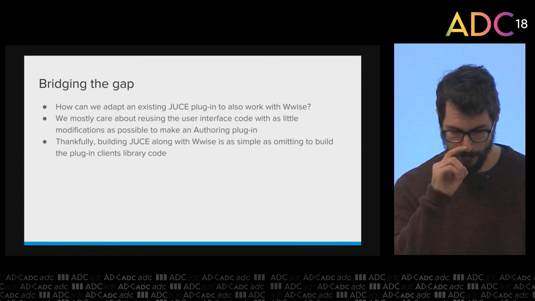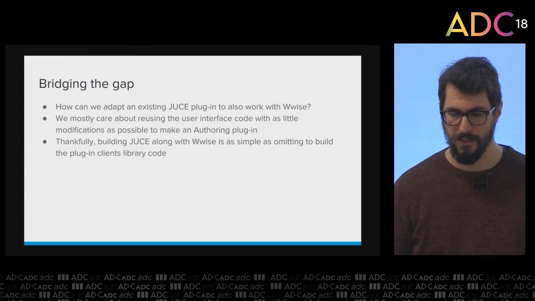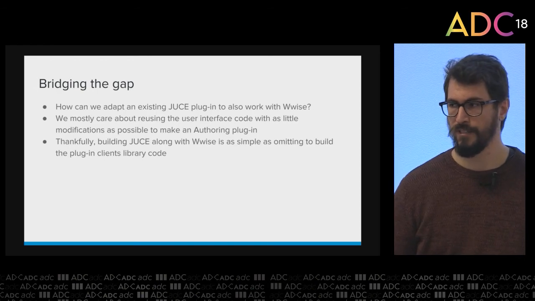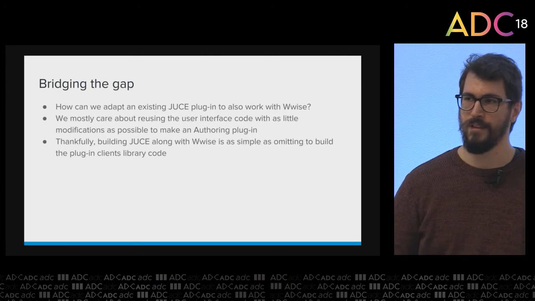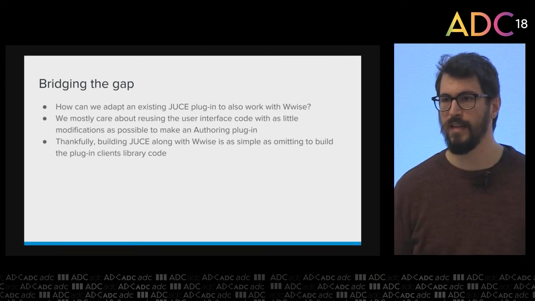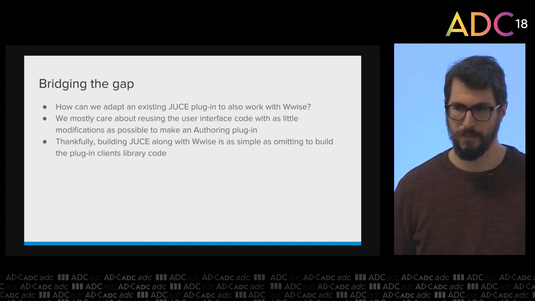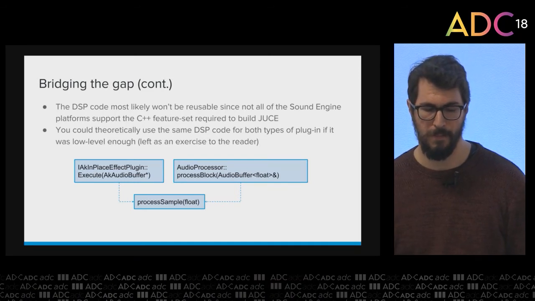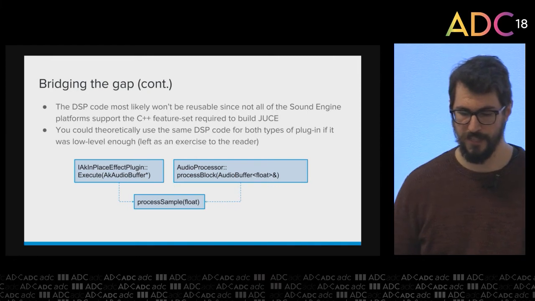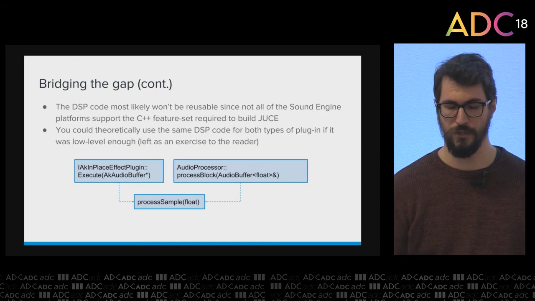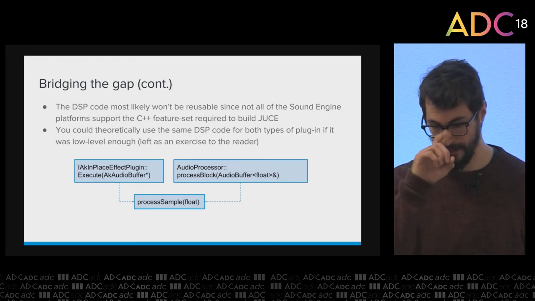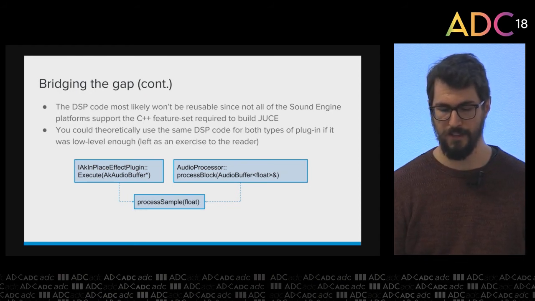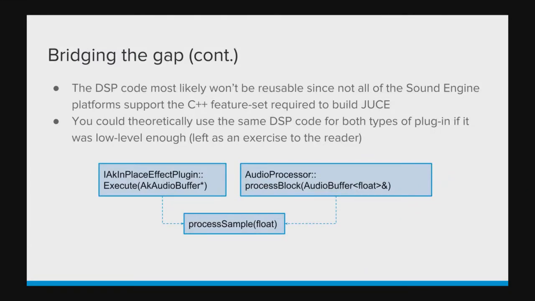So, in this example, I'll mostly go through how it works for using the UI code. As far as the DSP code, not all JUCE DSP code can be reused inside of Wwise because some platforms have very limited C++ feature set, especially game consoles. But I'll just go into a bit of how you could actually still use the same code base if your DSP code was actually low level enough. So if you had an external code which processed the sample without actually using any fancy C++ features, then you could just call the same code from the Wwise execute function and the process block inside of JUCE. So that would be one way to do it. You could actually try also to make a bridge between the two audio buffer classes, but that may be a bit more touchy.